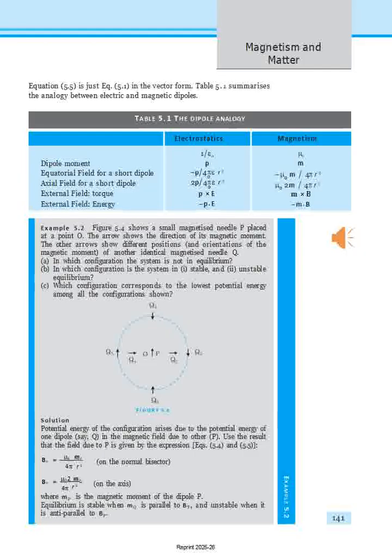Equation 5.5 is just equation 5.1 in the vector form. Table 5.1 summarizes the analogy between electric and magnetic dipoles.